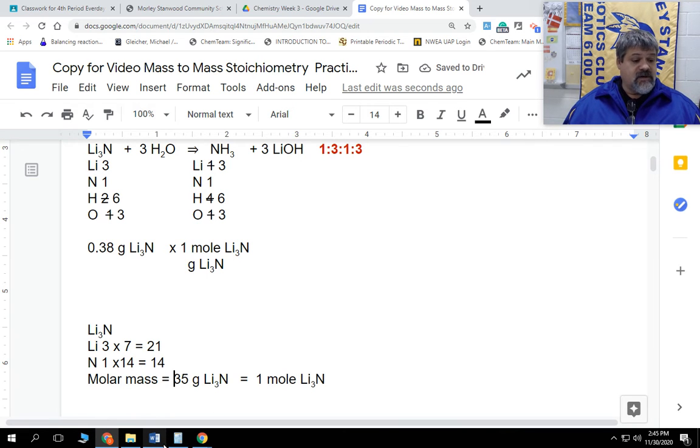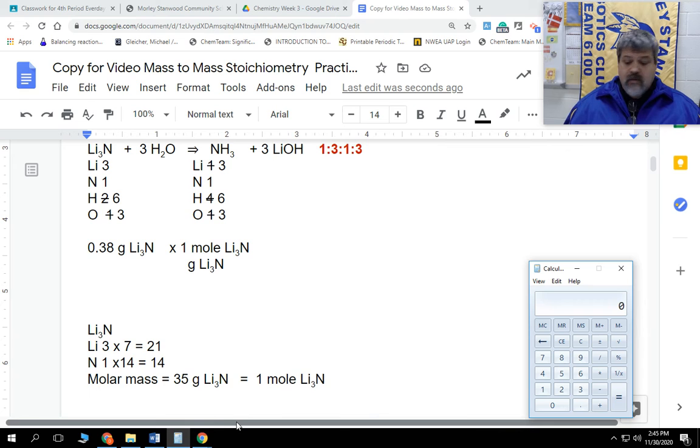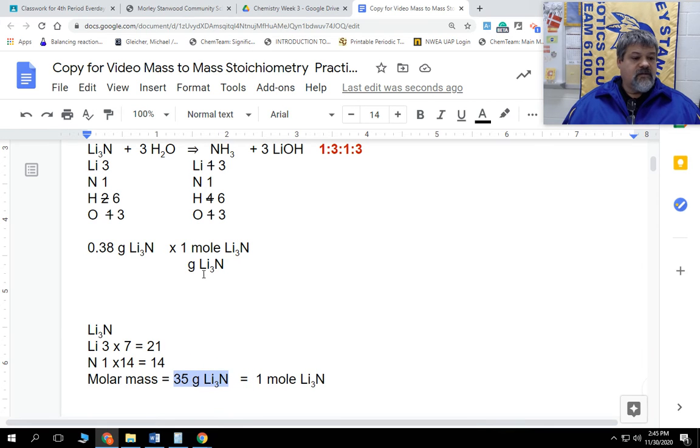So let's go ahead and double check the rest of our math over here. As always, 3 times 7 equals 21, and we know the other one, so we're pretty good. 21 plus 14 equals 35, so that's good. So this right here is our molar mass, so that goes right up in here, so we're going to put 35 right there. So 35 grams, 1 mole of this equals 35 grams. We'll underline that.